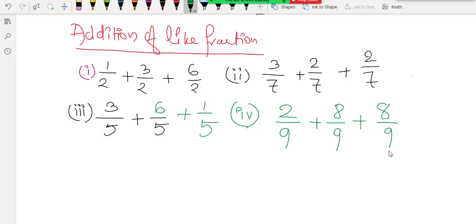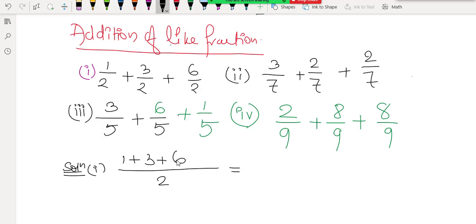Okay, let me solve this for you. Solution number one will be for the case of like fractions, we simply write the denominator. 1 plus 3 plus 6, it will become 10 by 2. When we simplify it, 2 fives are 10, so our answer will become 5 by 1. That means we can simply write it as 5.